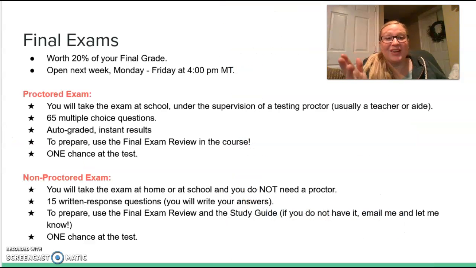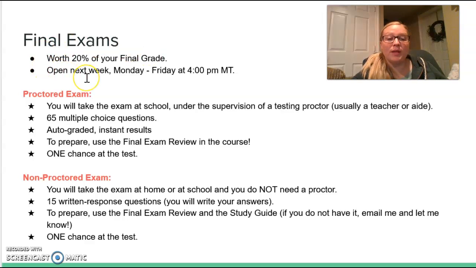And then final exams, okay? This is really, really important. You can see here, and I've mentioned this a couple times, final exams are worth 20% of your final grade. So these are very, very important for your final grade. So do your best, prepare yourself, make sure you get a good night's sleep before you take your test, make sure you have a nice, good meal so that you're not thinking about how hungry you are during the test.